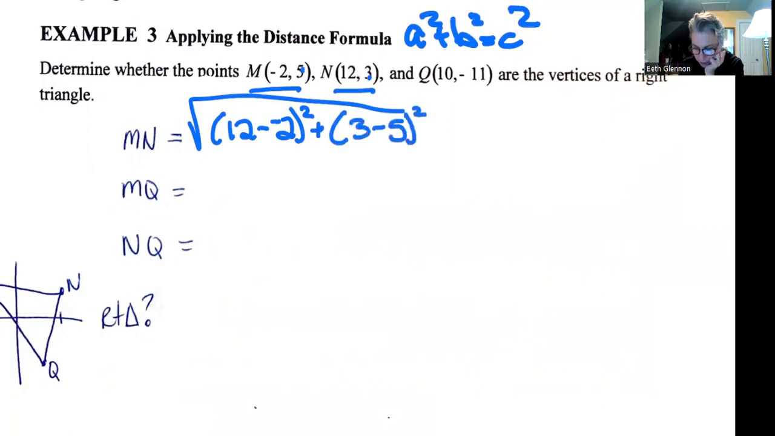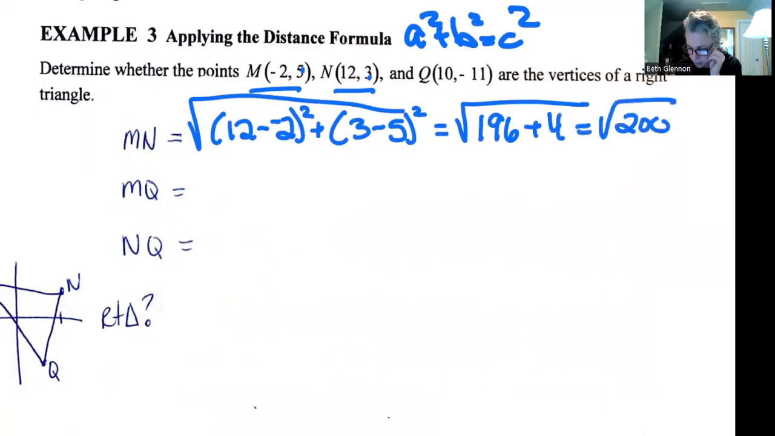And I'm going to square those. So let's see, 12 minus 2 is 14. So I've got 14 squared, which would be 196, plus 3 minus 5. Let's see, 3 minus 5 is -2, squared. That's positive 4. So I've got the square root of 200. Okay, let's go and try another side.